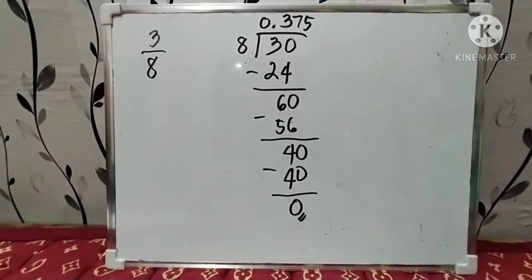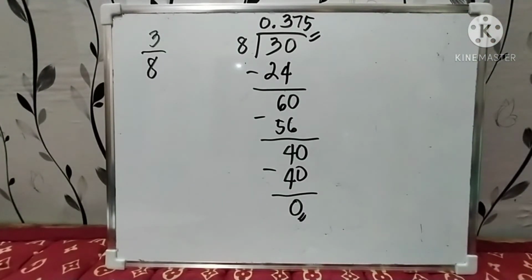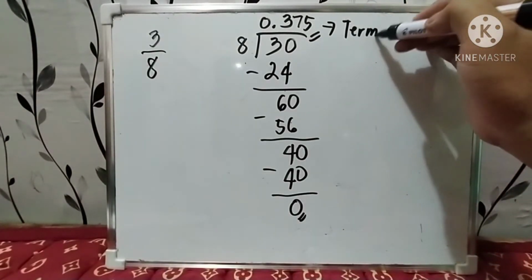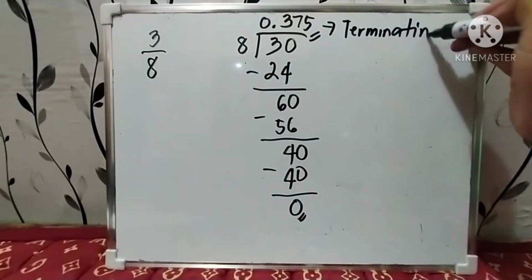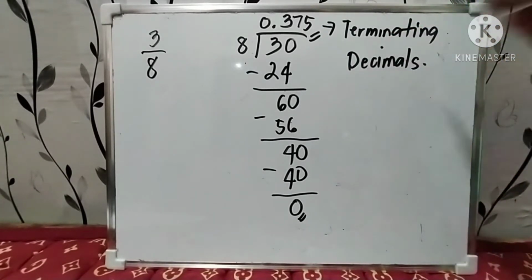Kung mapapansin natin, nakakuha tayo ng remainder na 0. Now, when we convert 3/8 into decimal number, the answer should be 0.375. So, natapos siya. Pwede natin itong tawagin na terminating decimal.